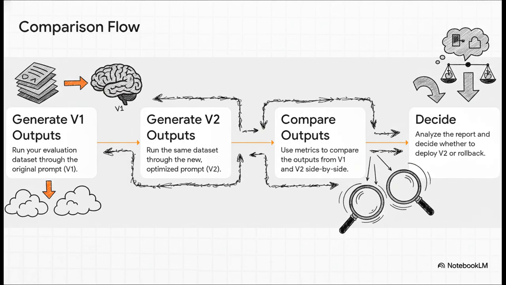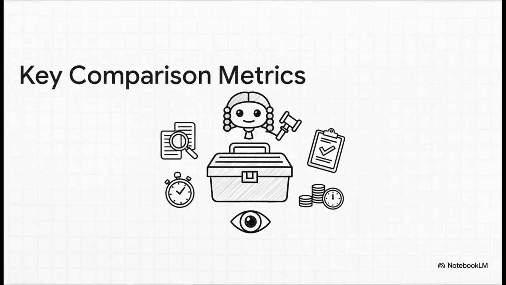So once you have that data set ready to go, the actual workflow is beautiful in its simplicity. You take all those test cases, you run them through your old prompt, let's call it V1. Then you run the exact same set of tests through your new prompt, V2. And finally, you just compare the two stacks of results and make a decision based on cold, hard data. But how do you compare them? Well, you've got a whole bunch of tools at your disposal. You can use automated scores, you can check for structural things like, is this valid JSON? And you definitely want to keep an eye on performance stuff like cost and latency.